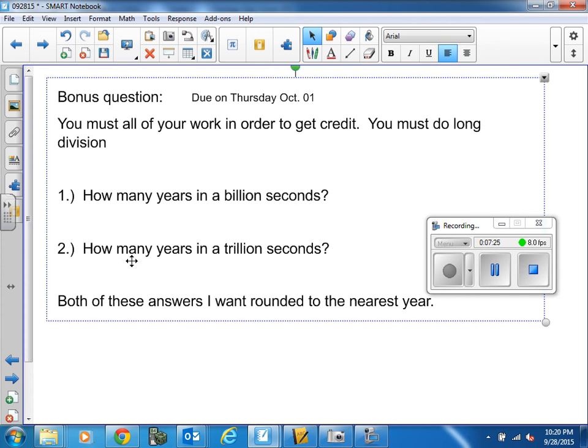The second problem is, how many years in a trillion seconds? And I also want this rounded to the nearest year. I need to see all your work. I need to see long division. And it needs to be rounded to the nearest year. This is due on Thursday. So try this, and hand it in on a separate sheet of paper.